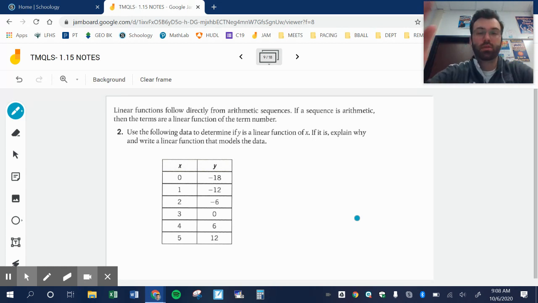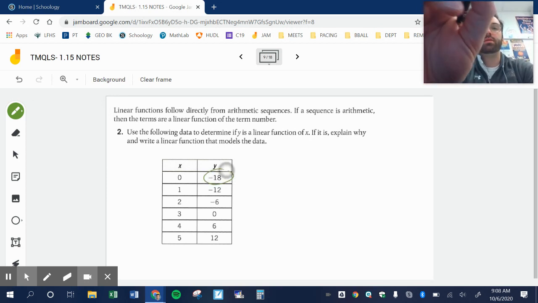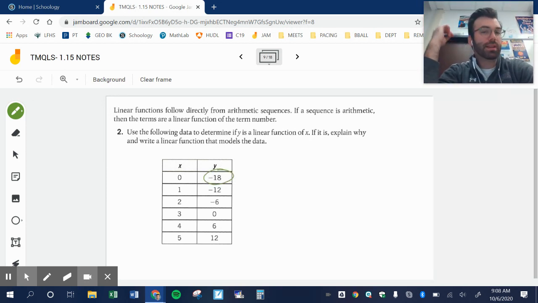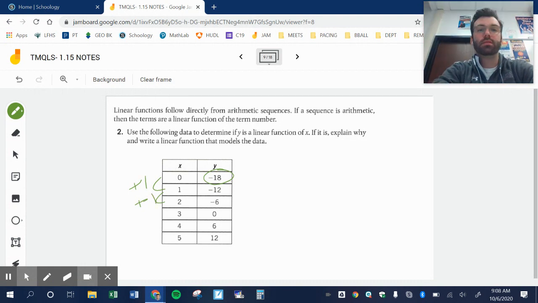First off, I want to think about what my starting value is. My starting value is negative 18. That's important to know. I'm going to back pocket that. What am I increasing by every single time? I'm going up by 1. It's a constant change here. That's good. What's happening here? I'm going up 6, up 6, up 6. So my rate is 6. My rate is 6, my starting value is negative 18, so it's going to be y equals negative 18 plus 6x.